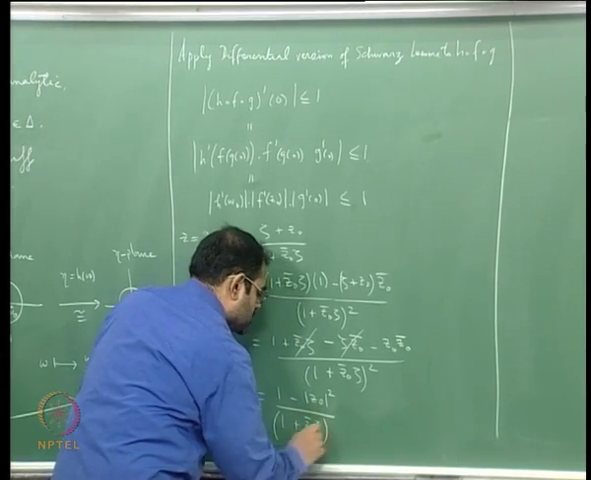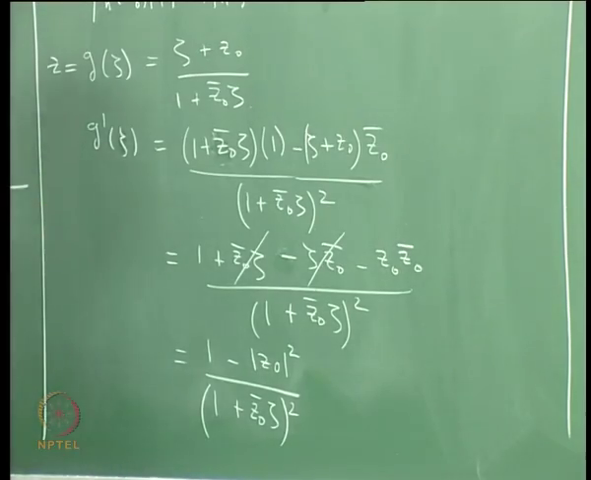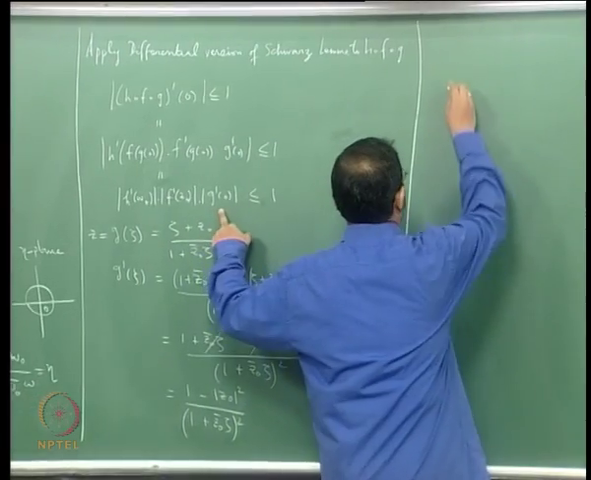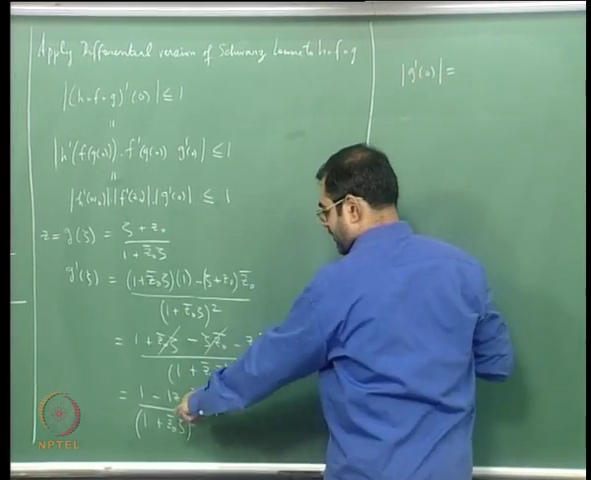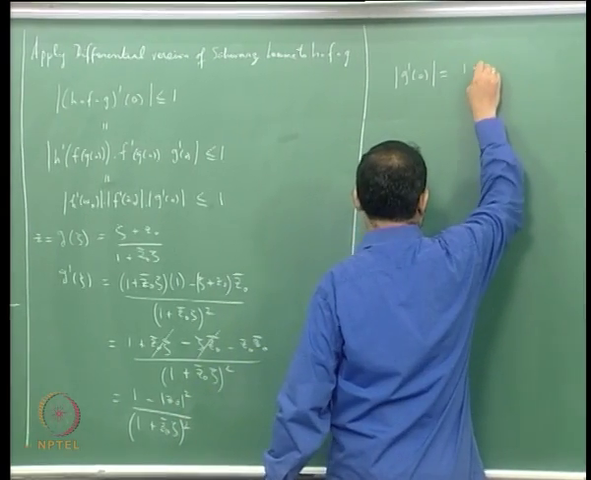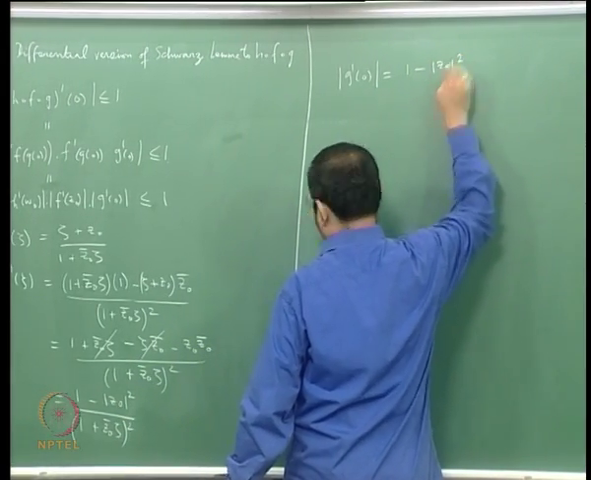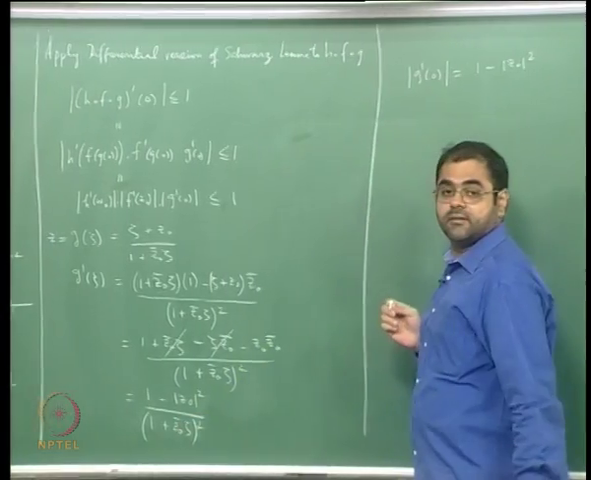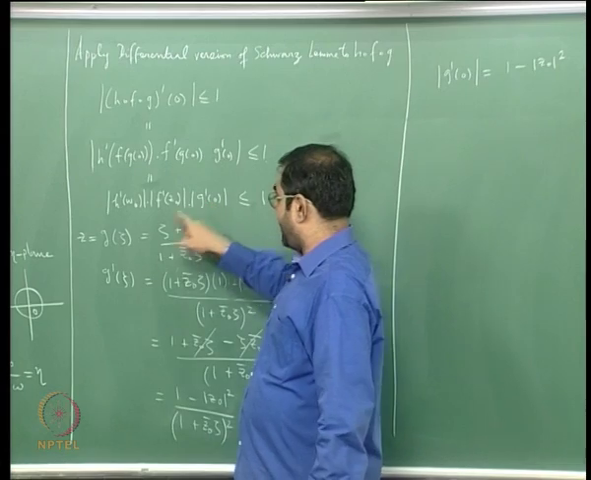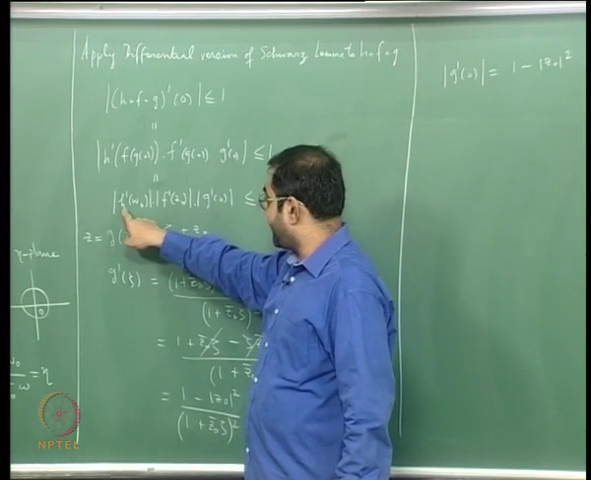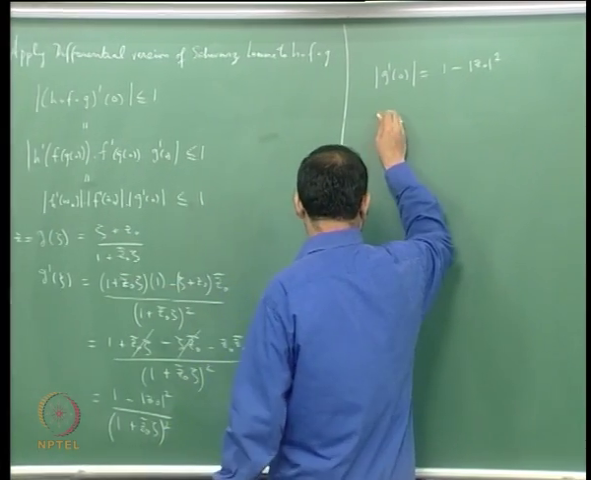So if you calculate mod g dash of 0, which is what we want, you put zeta equal to 0, you will get 1 minus mod z0 squared. Okay, that's what you will get for mod g dash of 0, that's the expression. And then I will have to calculate what h dash of w0 is now.